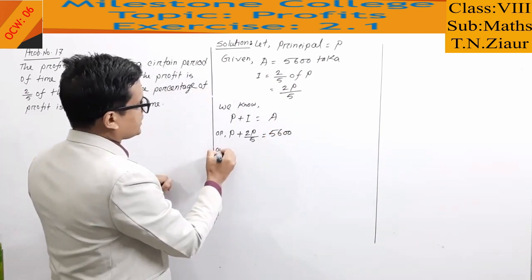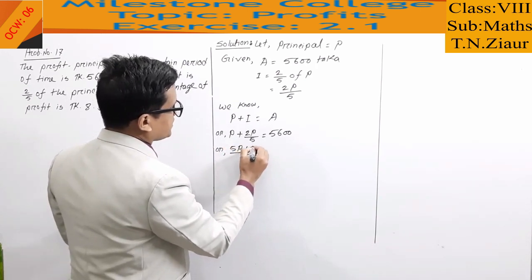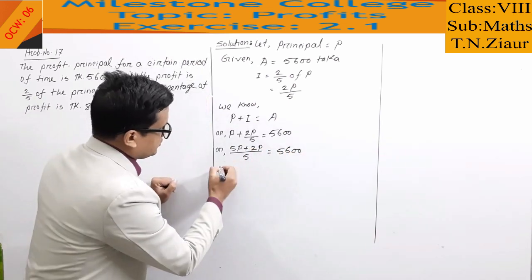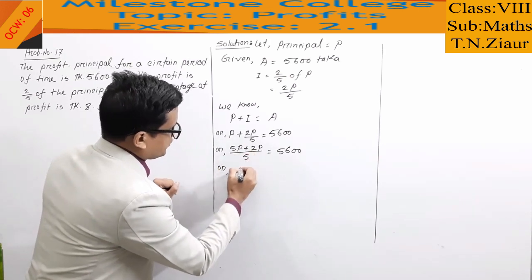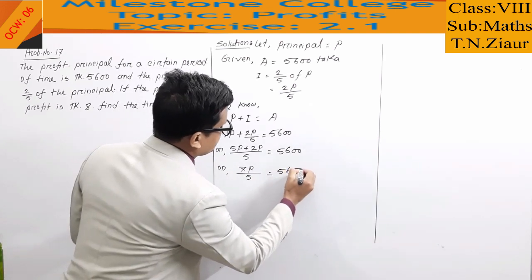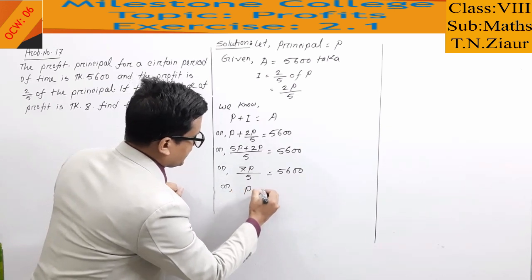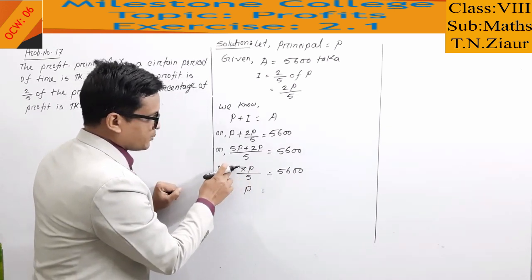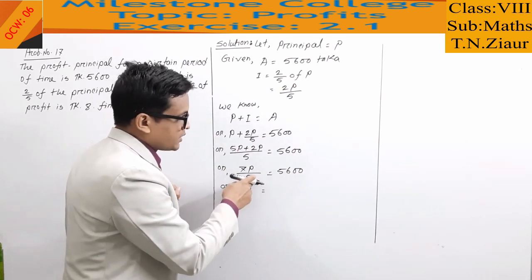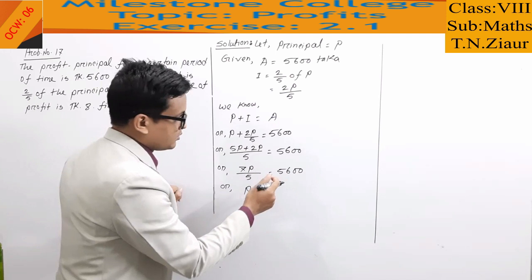Okay, now we have to simplify this one. So LCM will be 5, so it will be 5p plus 2p is equal to 5600. So now 5p plus 2p will be 7p by 5 is equal to 5600, and we have to find the value of p. This number 7 by 5, if we take it to the right side, division becomes multiplication, and multiplication with p will be divided.